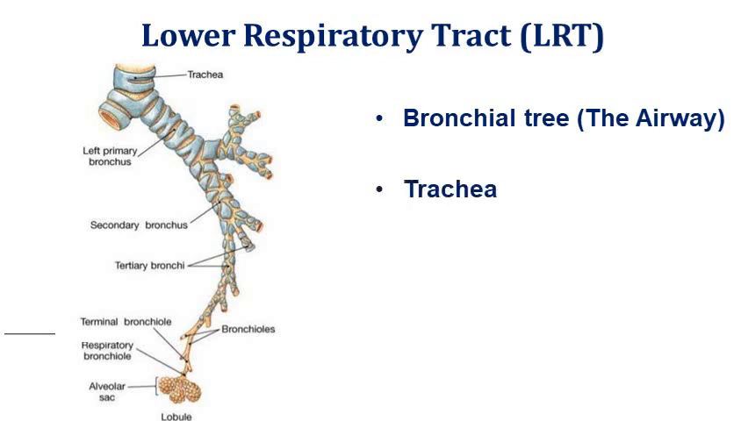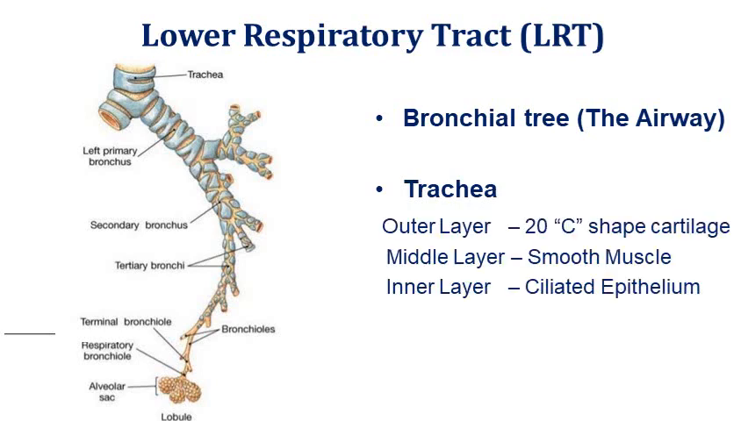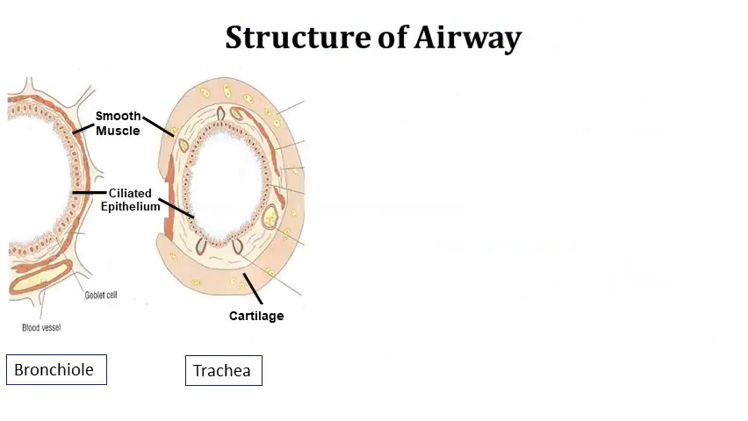The trachea is made up of 3 layers. The outer layer of the trachea is made up of cartilage tissue, that is 20 C-shaped cartilages. The middle layer consists of smooth muscles, and the innermost layer is lined with ciliated epithelium. And as you all are aware, the alveoli is the functional unit of the respiratory system. Let's focus on the structure of the airway.